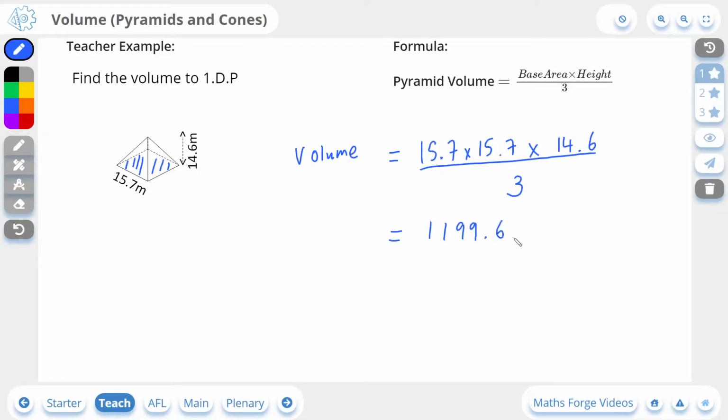And don't forget, since we're finding the volume, it's going to be the units cubed. In this case, the units are meters. You can check from the sides. So the units are going to be meters cubed. And if we check our answer, there it is.